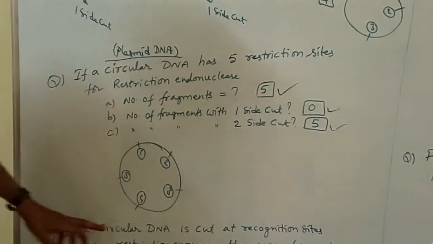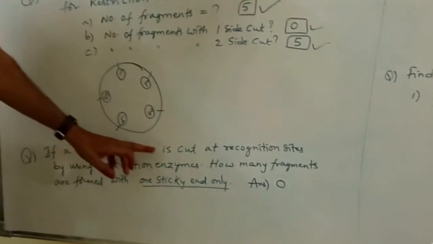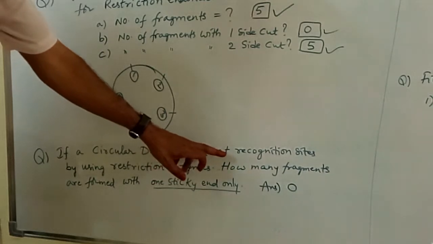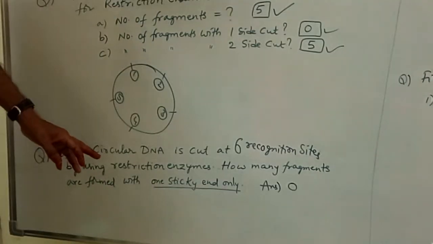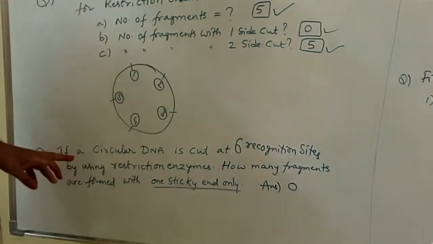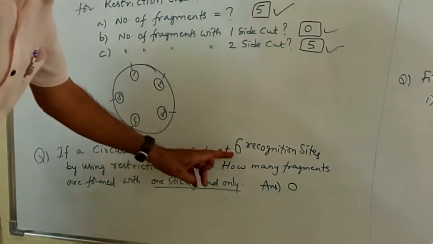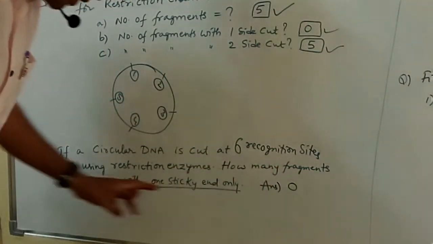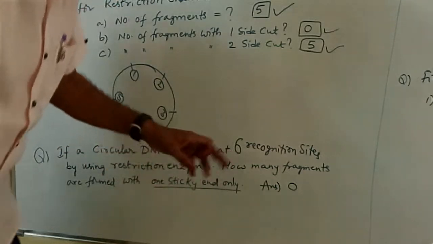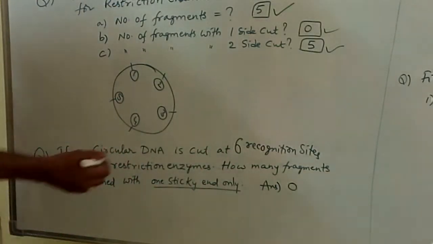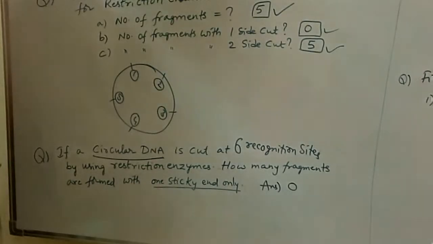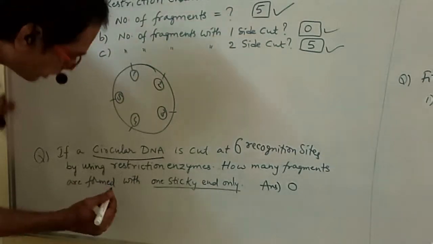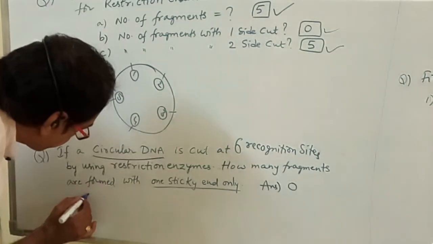Next, if a circular DNA is cut. Now look at here another problem, my dear students. If a circular DNA is cut at 6 recognition sites by using restriction enzymes, how many fragments are formed with one sticky end only? So what is given? Circular DNA. In circular DNA, is there any one sticky end fragment? No.